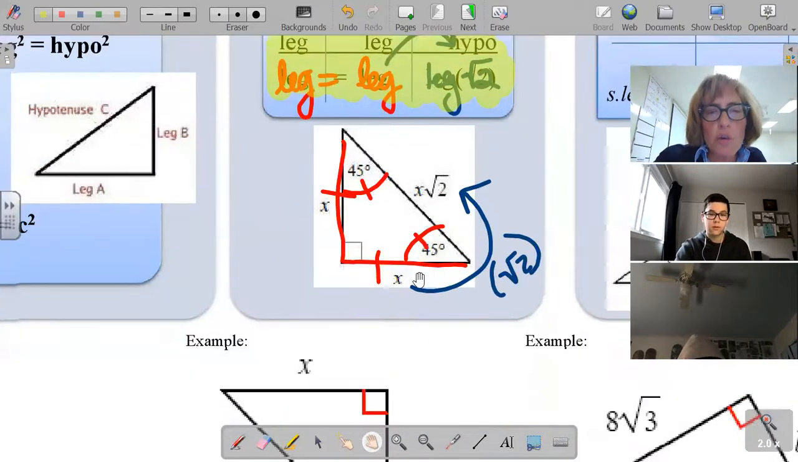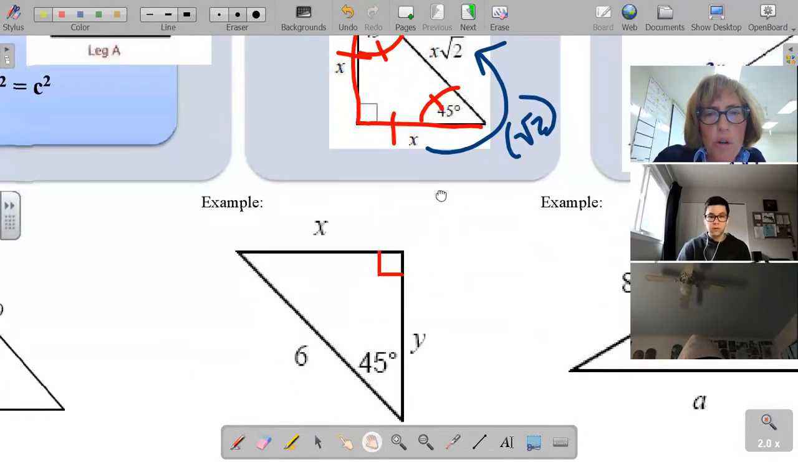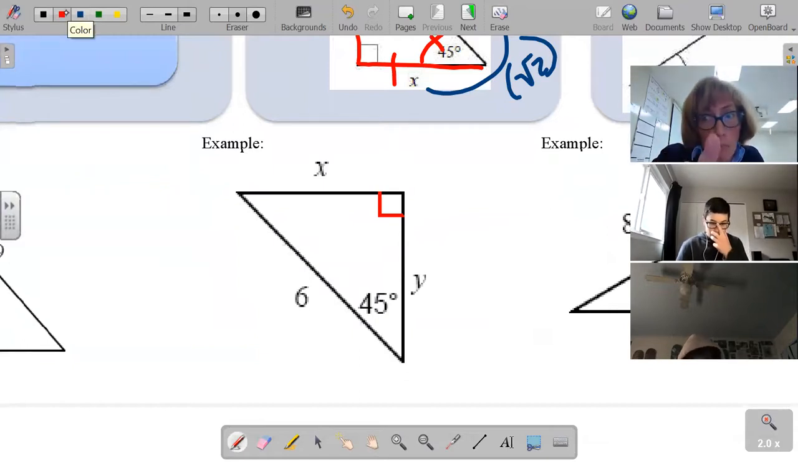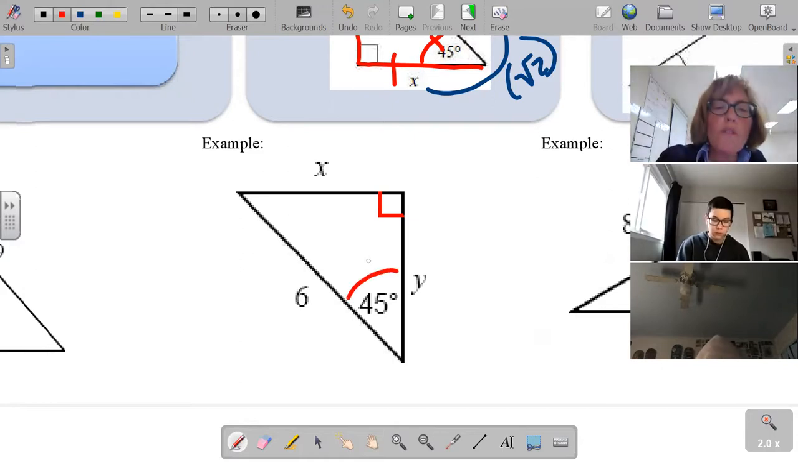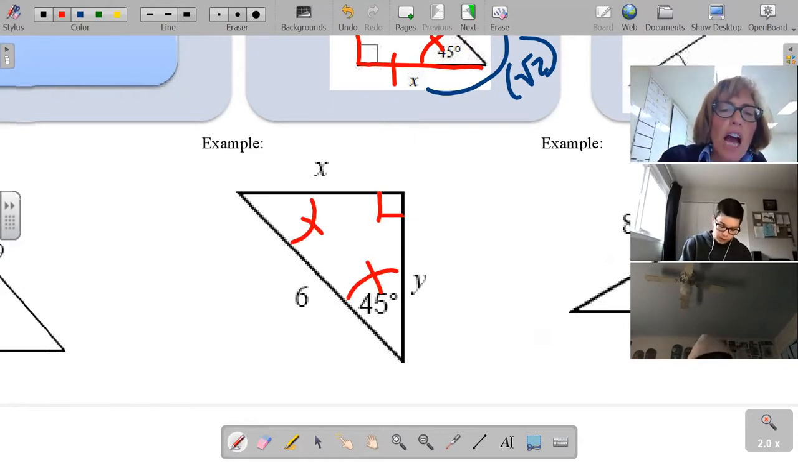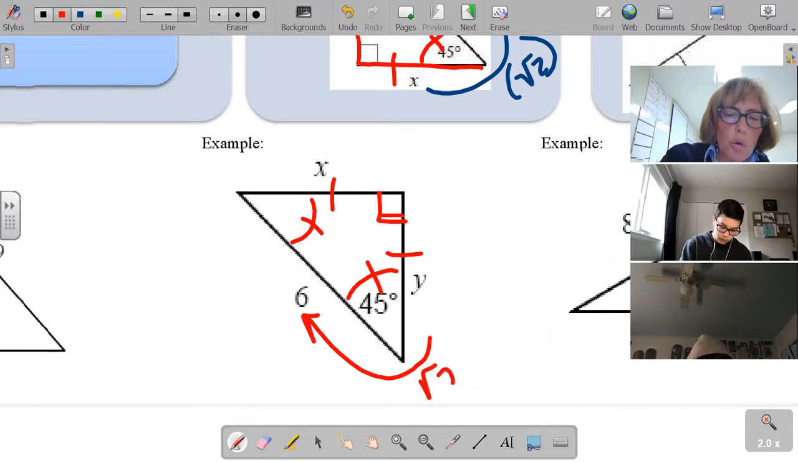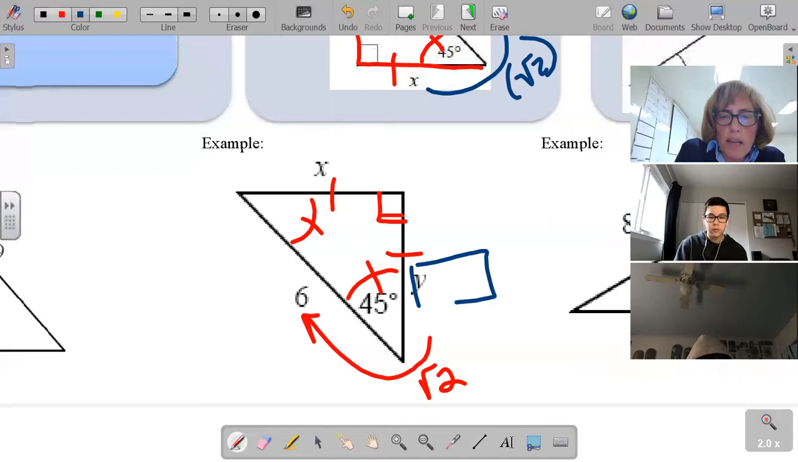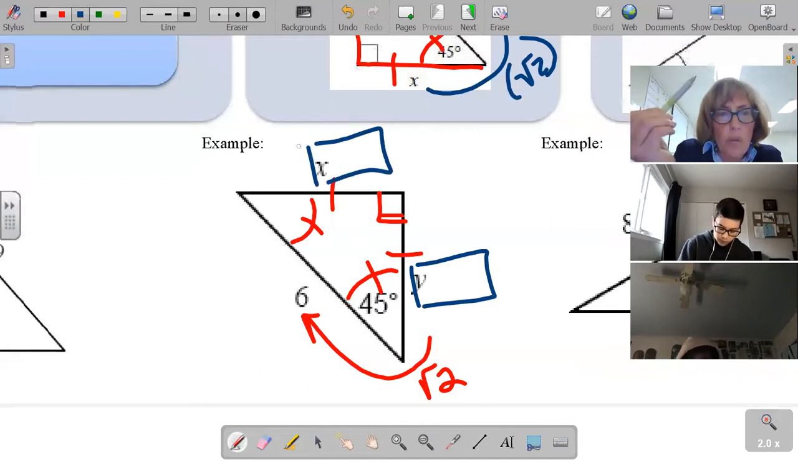Let me show you how to use it. You're going to do this with me, and then you're doing 2 on your own. I cut you loose. Ready? I chant and mark at the same time, so watch carefully. 45, 45, 90, leg, leg, leg √2. You mark it: legs equal. It reads like this: I don't have my legs, but I know they're equal. I at least know that.